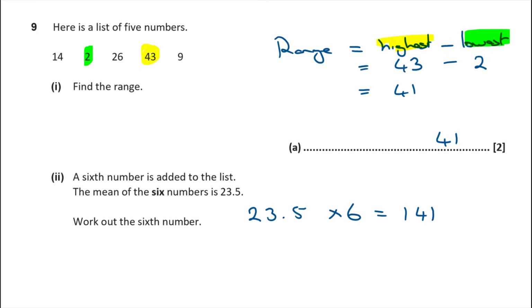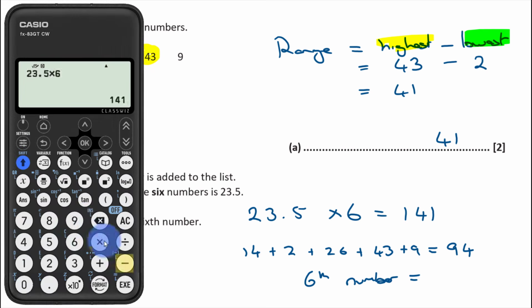Now I know what the 5 numbers were. They were 14, 2, 26, 43, and 9. So if I add all those up, 14 plus 2 plus 26 plus 43 plus 9, what's that equal to? That comes to 94. Okay, so the 6th number is going to be the difference between those two then, isn't it? So what do I have to add on to 94 to get 141? Well, 141 minus 94, that tells me I must have added 47 as the 6th number.